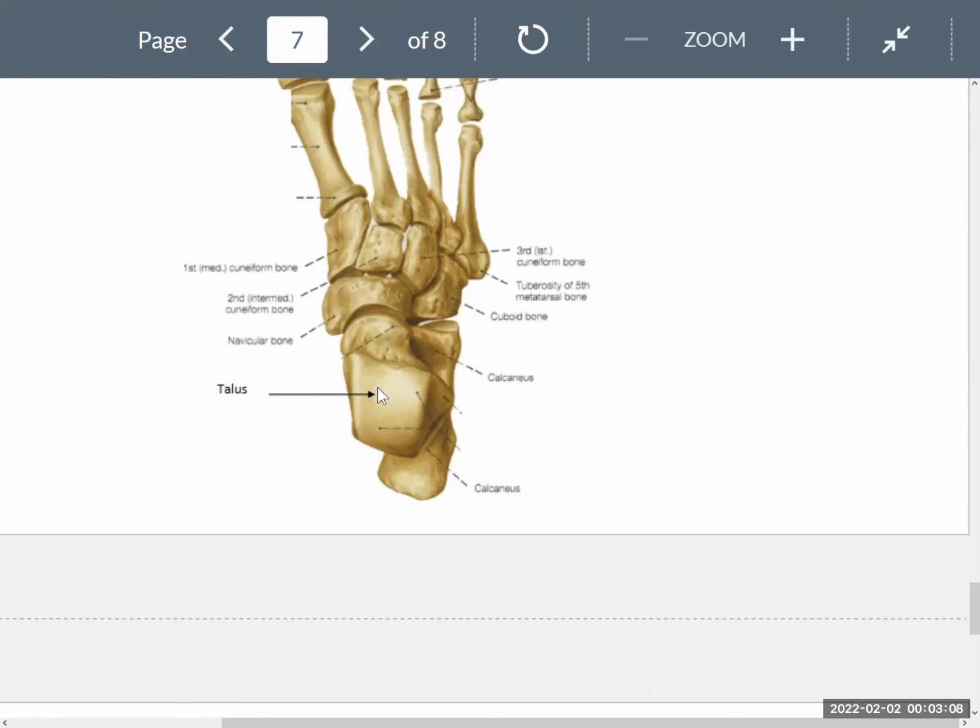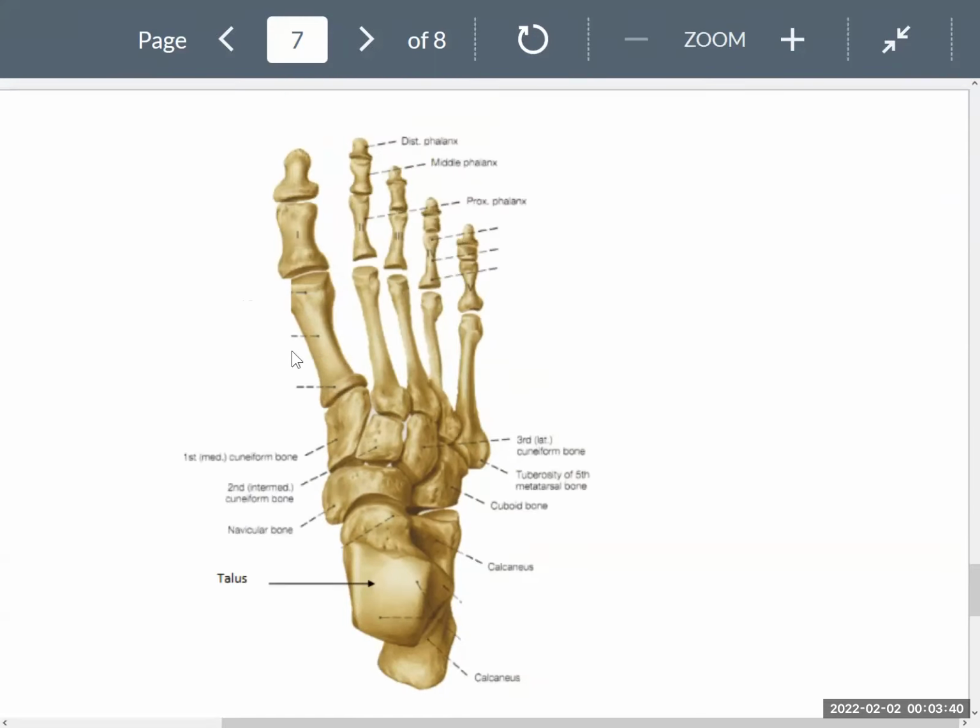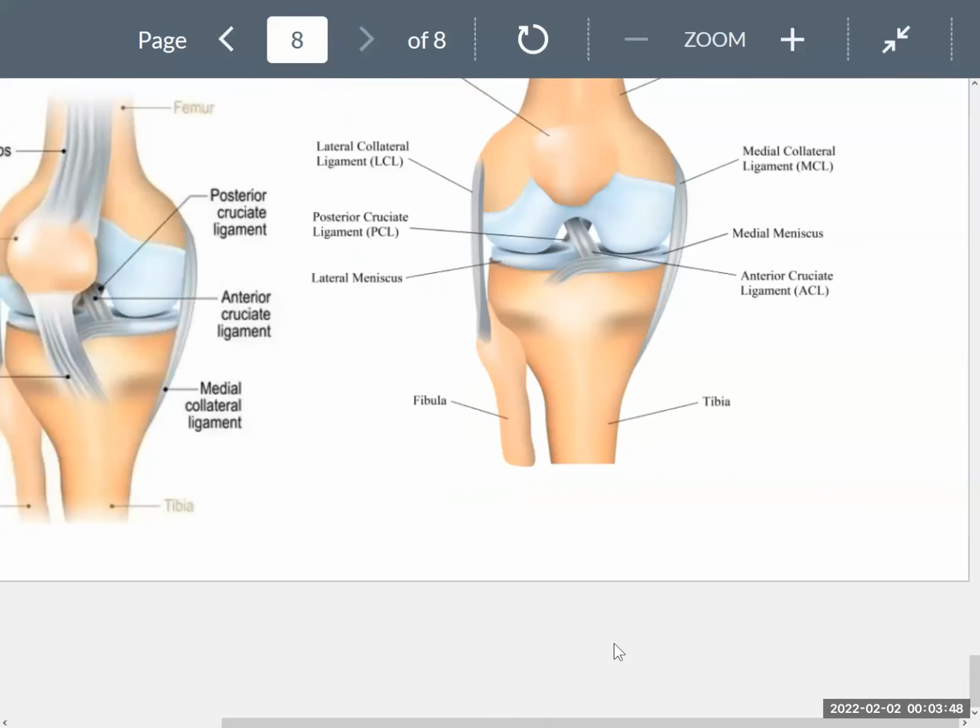One bone left. Go down the front slope of the talus, and we have this boat-shaped, upside down but boat-shaped bone. This is the navicular bone. We had a navicular bone in the hand. In either place, hand or foot, it can also be called the scaphoid bone. But navicular, I think, is really caught on now. As I said, I'm saving the knee.